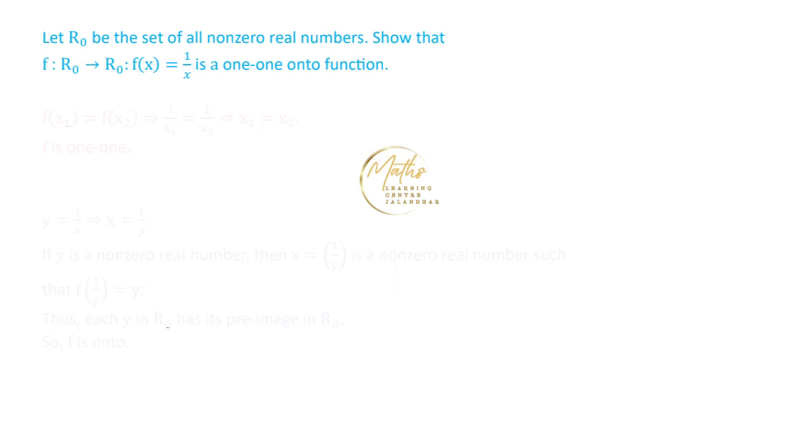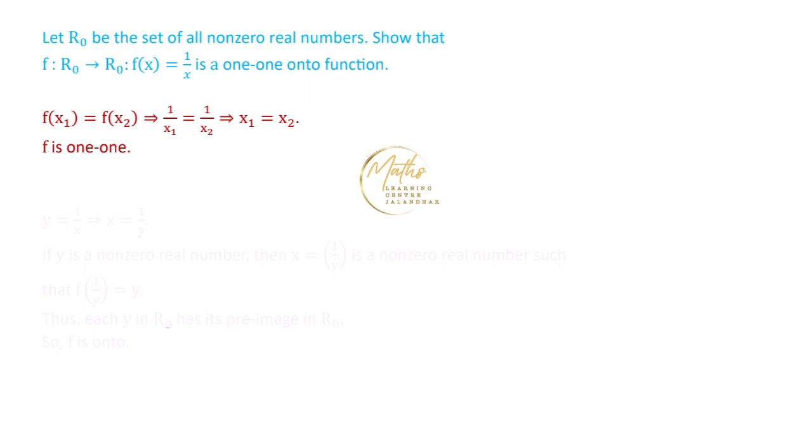Now to prove one-one, we consider that f of x1 is equal to f of x2. By the definition of this function, f(x) is equal to 1 by x, we are saying that 1 by x1 is equal to 1 by x2, and this implies that x1 is equal to x2. So what we have proved is that there is no element of the codomain which has two pre-images. So we are saying that f is a one-one function.